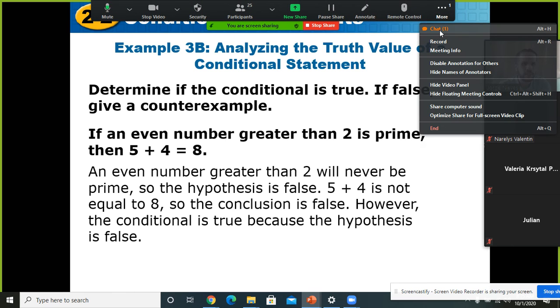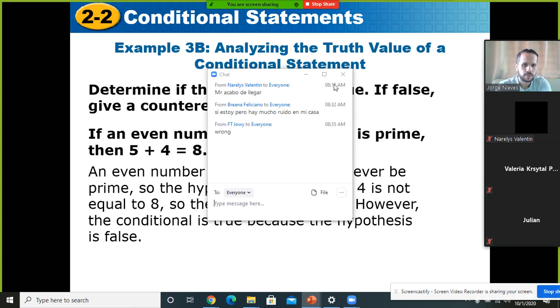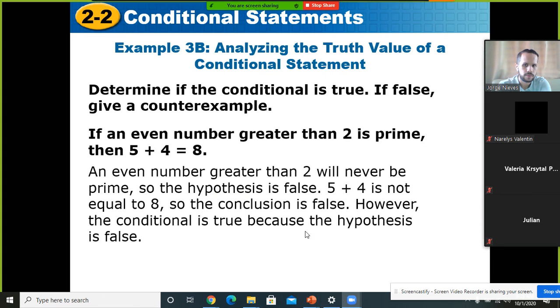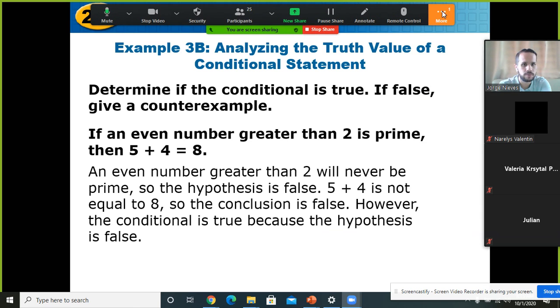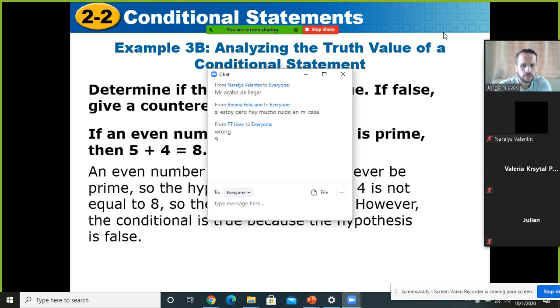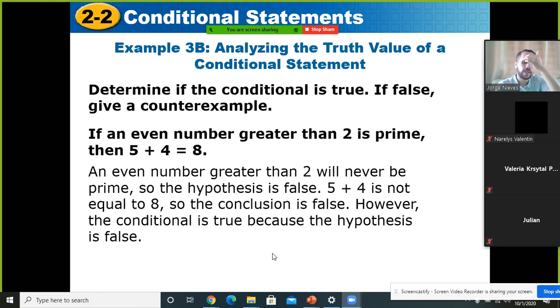Okay, gente, ¿cuánto es 5 más 4? 9. Pues ya vemos que eso es falso, ¿verdad? That's wrong. So let's read again. If an even number greater than 2 is prime, then 5 plus 4 is 8. And we can also say that an even number greater than 2 will never be prime. Pregunta hasta aquí. So the conditional is true because the hypothesis is false. Okay? So this is how we work.